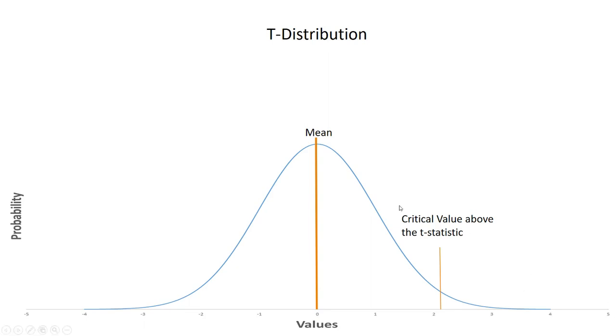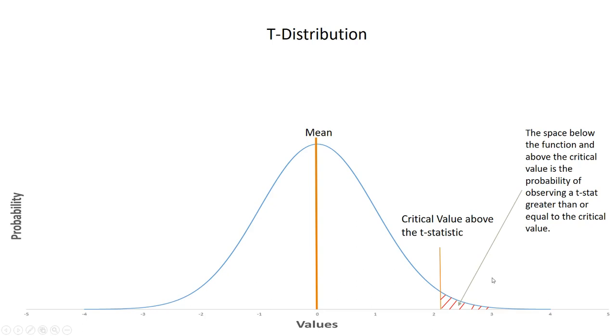So this is some particular value. You'll notice it's a certain number of standard deviations away from the mean of the t-distribution. Now, all the area underneath the curve and to the right of this critical value is the critical region. All this area here is the critical region. If our t-statistic is in this region, we reject the null hypothesis.